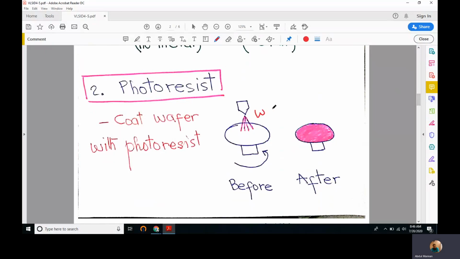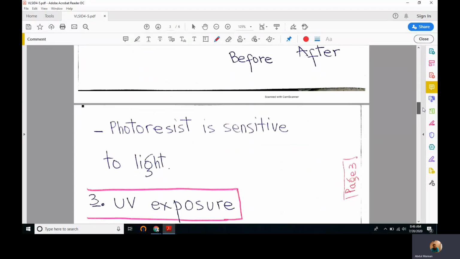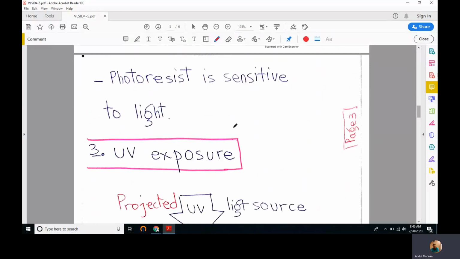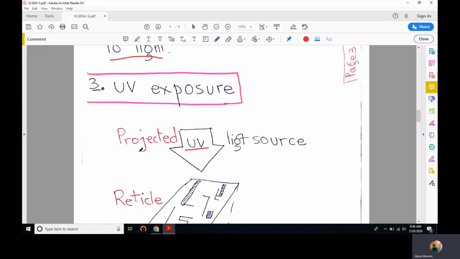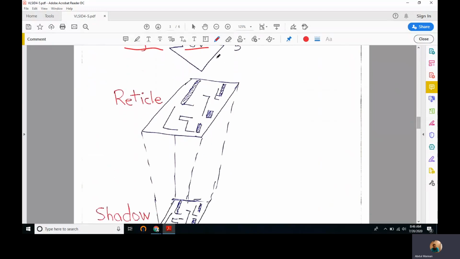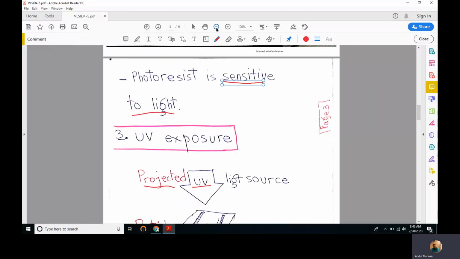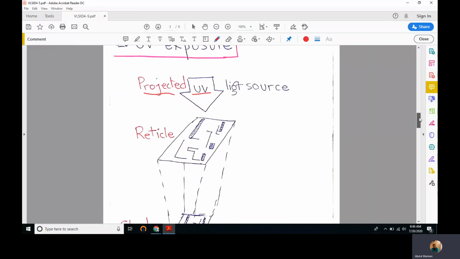This is the silicon wafer. We coat it with a material we call photoresist. It's a specialized material, and it is of course sensitive to light. Then in step number 3 it is exposed to UV light, ultraviolet light, which is projected so that we can have a smaller pattern on the IC chip compared to the reticle we have prepared.